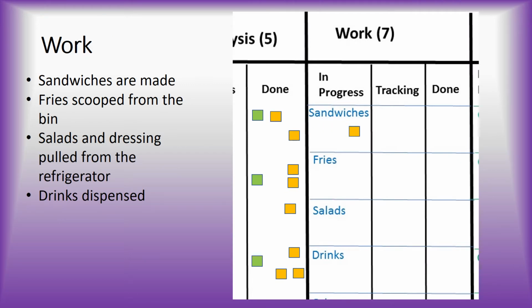We can only prepare 7 items at once, so we start work on 7 of the 9 items in this order. The maximum number of 7 includes both the in progress and the done columns. We don't count the cards in the tracking column. Those are for orders where we're waiting for something. We'll talk about what to do in that case later.